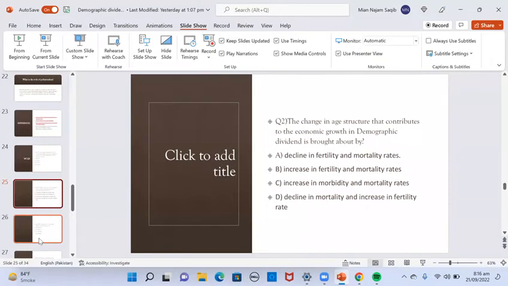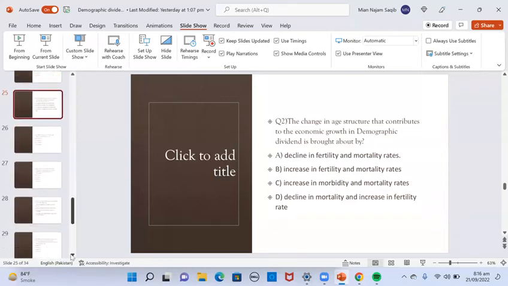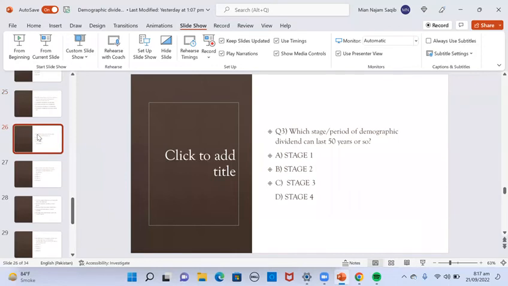Question 2: the change in age structure that contributes to the economic growth and demographic dividend is brought about by A, a decline in fertility and mortality rates; B, increase in fertility and mortality rates; C, increase in morbidity and mortality rates; and D, a decline in mortality and an increase in fertility rate. It's A.